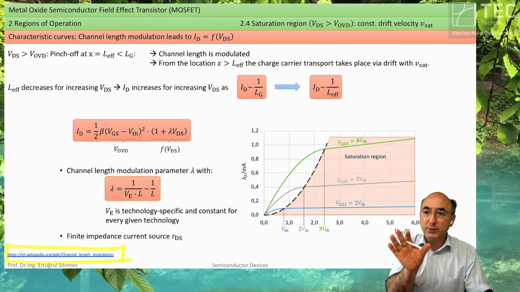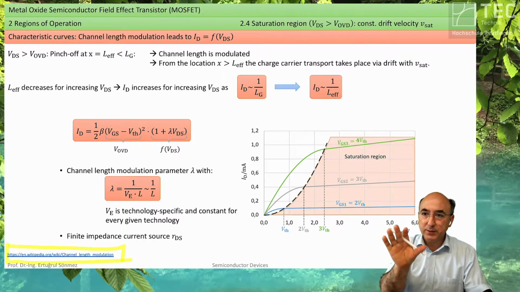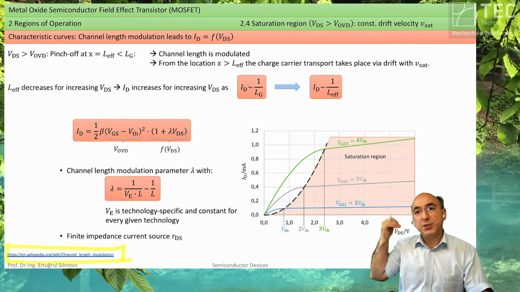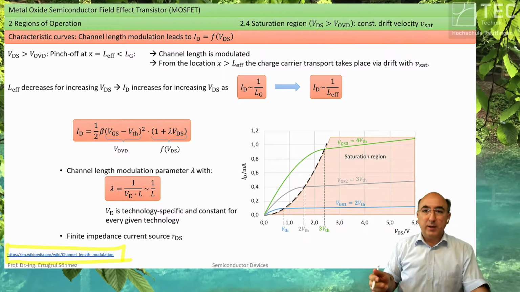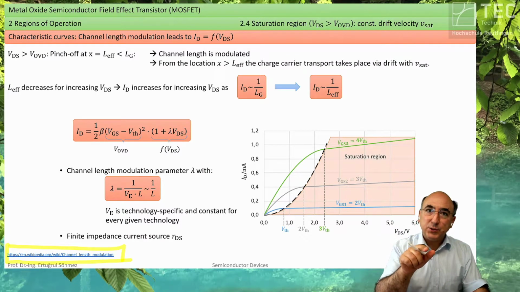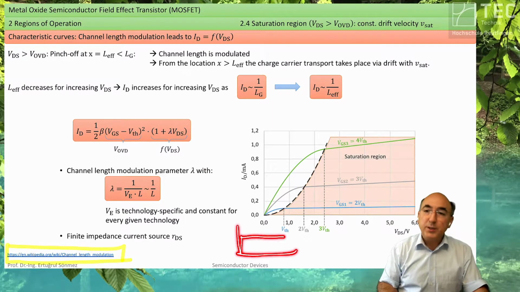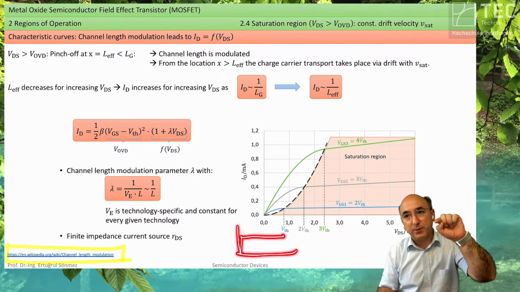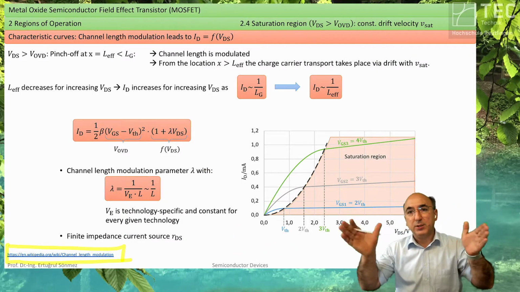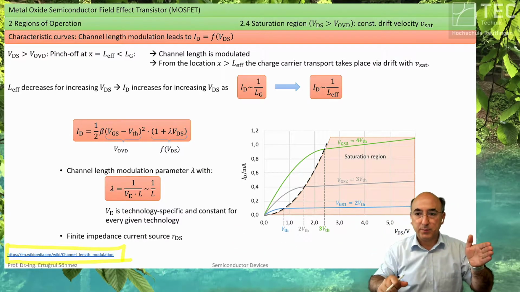That's very important to take this information to your engineering life. So in integrated circuits, if you want to have a current source, you design these transistors with very large length.